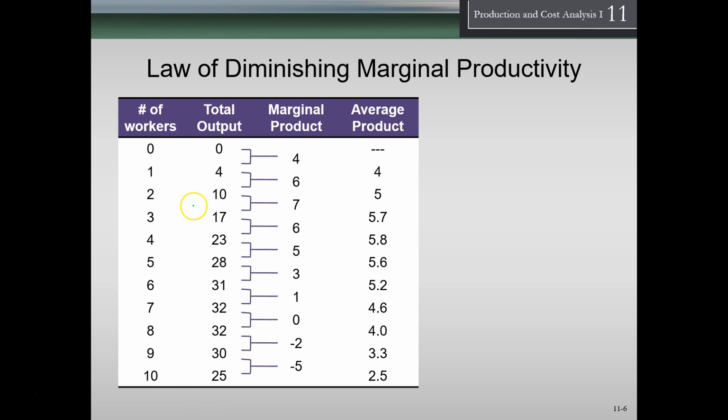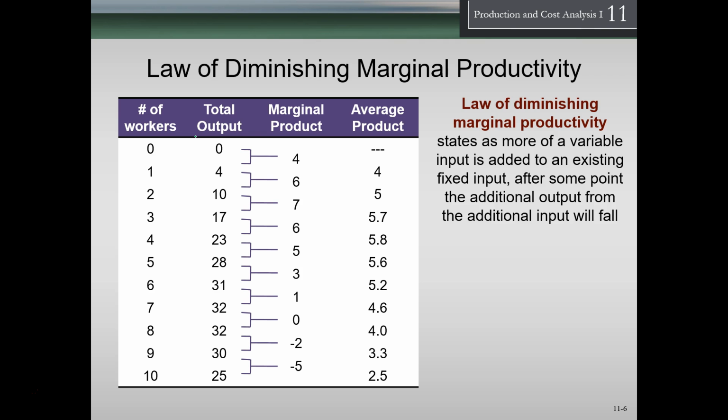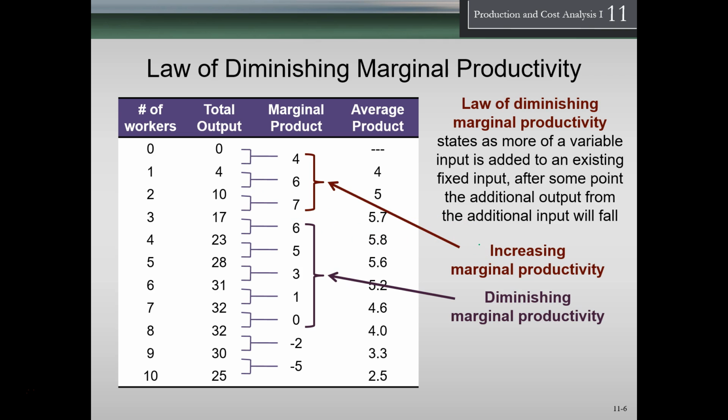All right, so if we think about this in terms of our graph again, if we bring this graph back to our table, then we know that the law of diminishing marginal productivity states that as more of a variable input is added to an existing fixed input, after some point the additional output from the additional input will fall. So remember, we have increasing returns here, same thing we saw on the graph. And then we have diminishing returns here, meaning our output is still going up, but it's going up at a diminishing rate, at a decreasing rate. And then down here we have diminishing absolute productivity: the new person actually brings in fewer burgers. We don't want that.